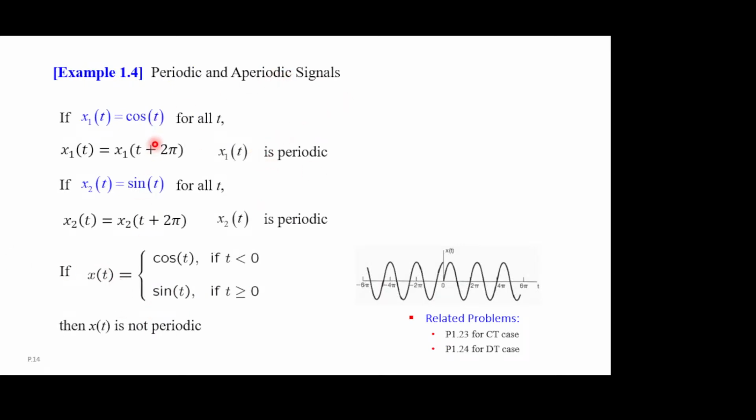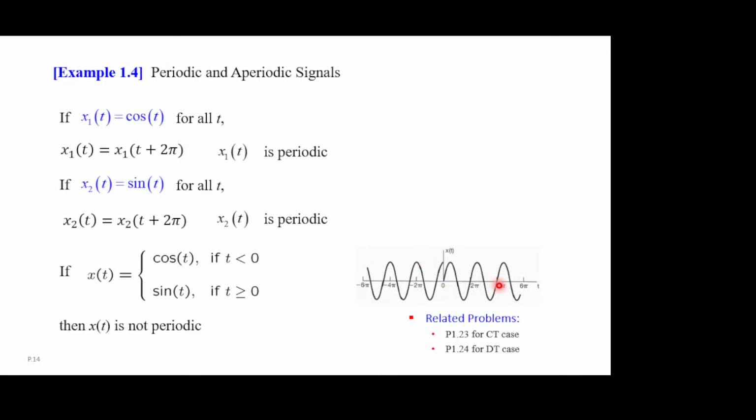And we have 3 signals here. So x1 of t is cosine of t, and intuitively it is very periodic, because as you know from high school trigonometry, this thing is periodic with period 2 pi, because when you go from cosine t to cosine t plus 2 pi, it's the same function.